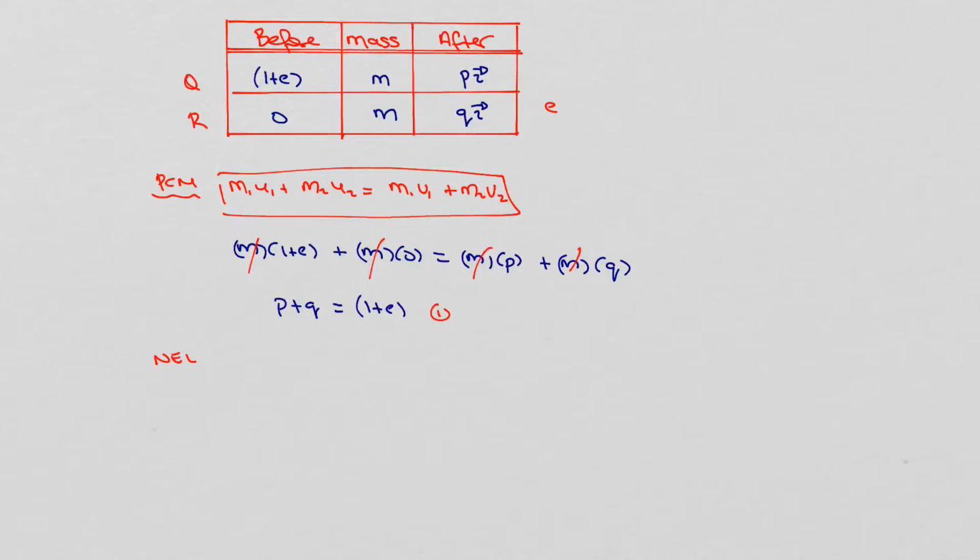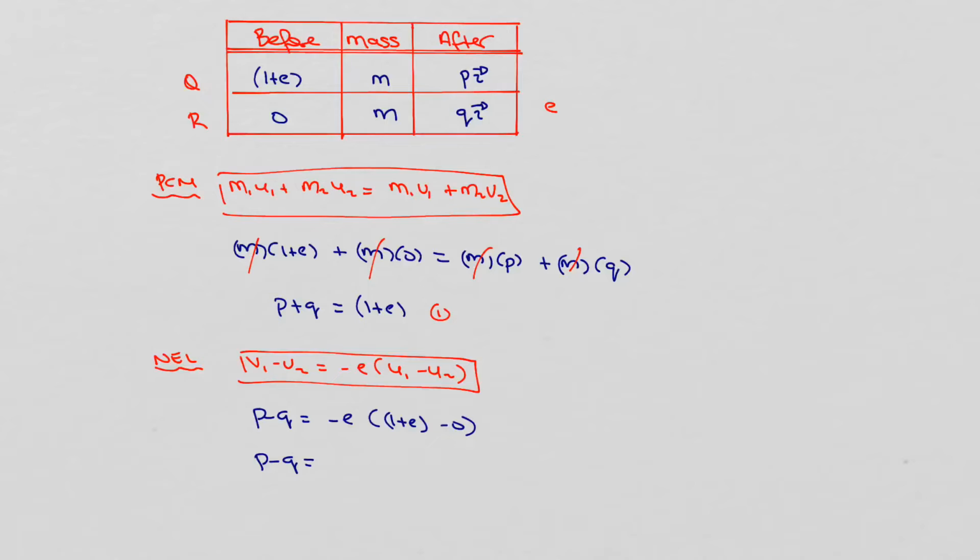And then if I do Newton's experimental law of restitution, so V1 minus V2 equals minus E times U1 minus U2. Well, then I have P minus Q is equal to minus E times 1 plus E minus 0. So P minus Q is equal to minus E times 1 plus E. And again, then I want to set up my simultaneous equations. You can, of course, multiply out your brackets there. It doesn't make a difference what you do, okay? I'm just going to keep it like that because I can see I have a 1 plus E common there, which I'm going to take out.